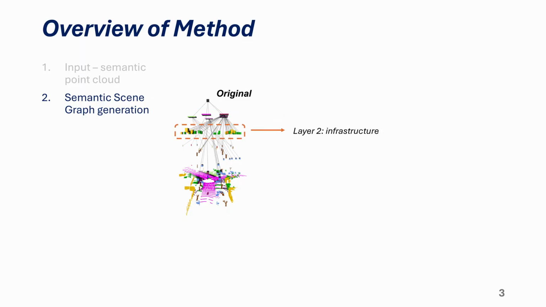Let's have a quick look into the pipeline of the proposed framework. We start with a semantic point cloud as the input. Then we generate a semantic scene graph, SSG, which organizes the scene into meaningful layers: terrain, infrastructure, objects, and agents. These layers form a hierarchical structure where nodes represent semantic components and edges capture spatial and hierarchical relationships, such as cars linked to roads, signs connected to sidewalks, or pedestrians associated with the sidewalk.